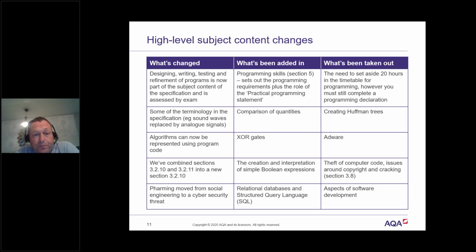Things that have changed: the design, write, test and refine of programs is now just a part of the subject content. We've changed some of the terminology. We've also combined a couple of sections, so sections 3.2.10 and 3.2.11, into a new section, and we've removed pharming from the social engineering. So that's a high level overview. If you do go back and look at the specification that's given as part of this presentation, you'll be able to see the changes in a lot more detail.